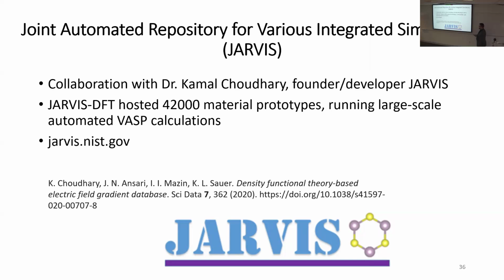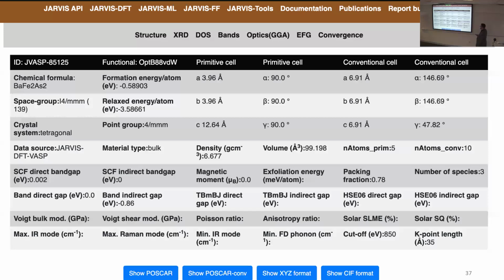This collaboration resulted in a publication a couple years ago, and I encourage you to go take a look at it. I also encourage you to go to JARVIS and take a look at the data that's available there for free to the public. So I just want to briefly go over what you can find when you go onto JARVIS. Say you search for a material, this is the landing page that you find. I chose here barium iron two arsenic two on purpose, as to allude to the next topic.